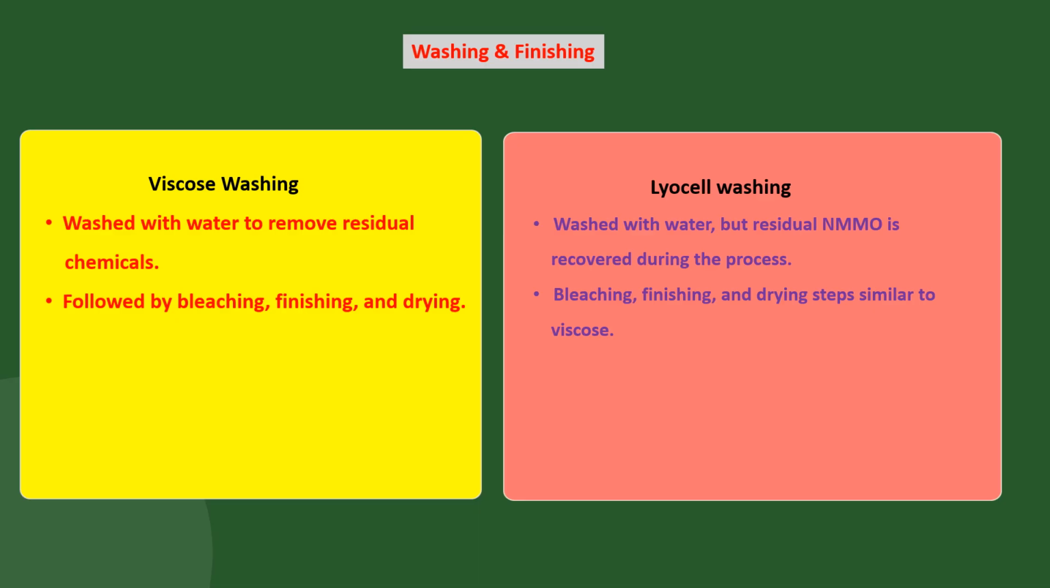In the lyocell process, washing also removes residual solvent. However, a major advantage is that the N-MMO solvent is recovered and recycled back into the process. After solvent recovery, the fibers undergo bleaching, finishing, and drying, similar to viscose. This solvent recovery system makes lyocell a more sustainable production process.